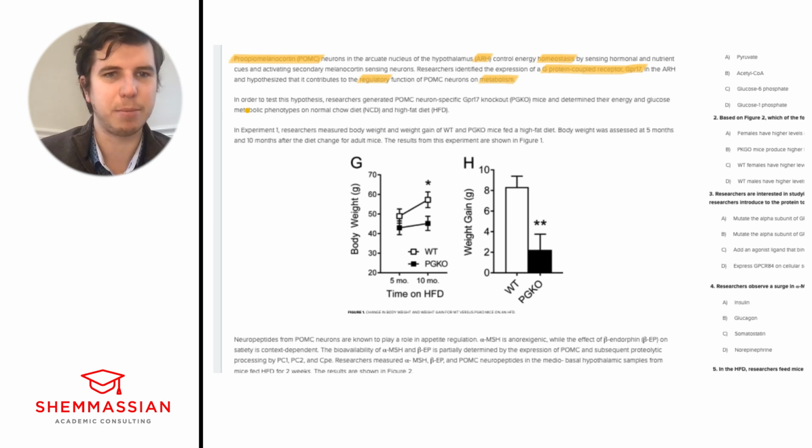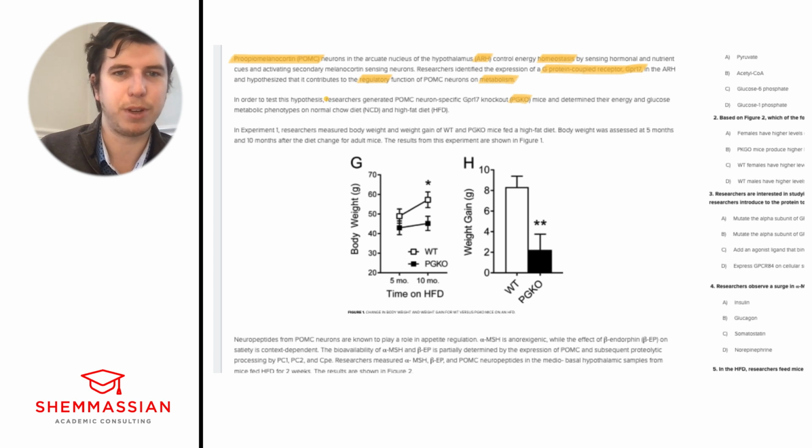In order to test this hypothesis, researchers generated POMC neuron-specific GPR17 knockout mice. Okay, so there's another acronym, which is the neuron, the G protein coupled receptor, and then the knockout, right? So they're knocking out this receptor, which is supposedly regulatory.